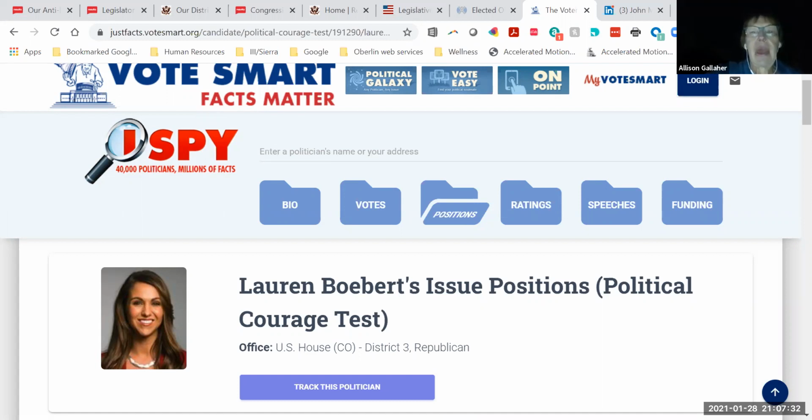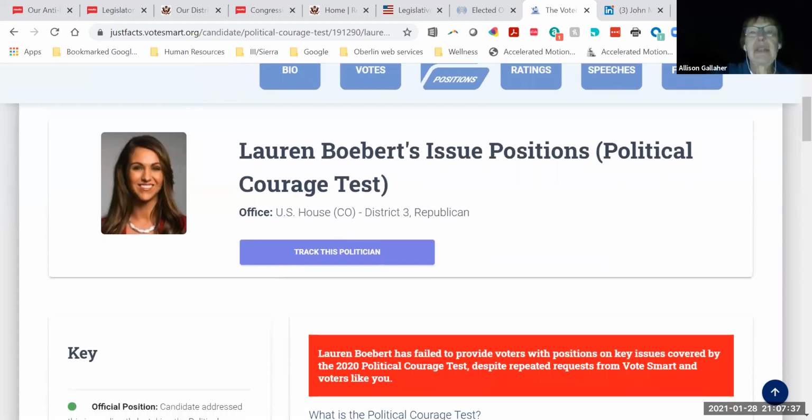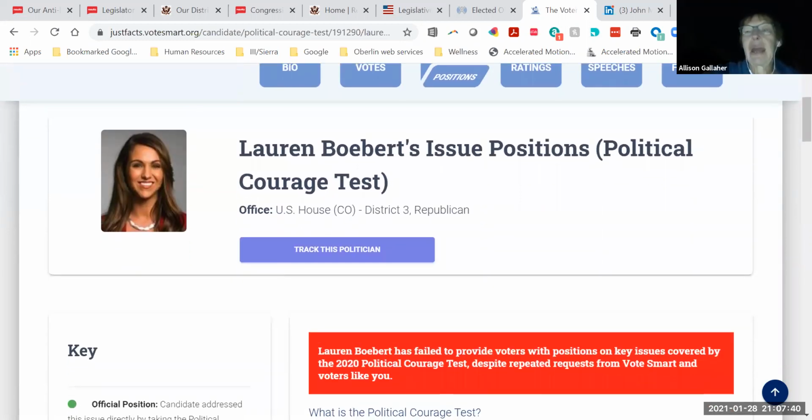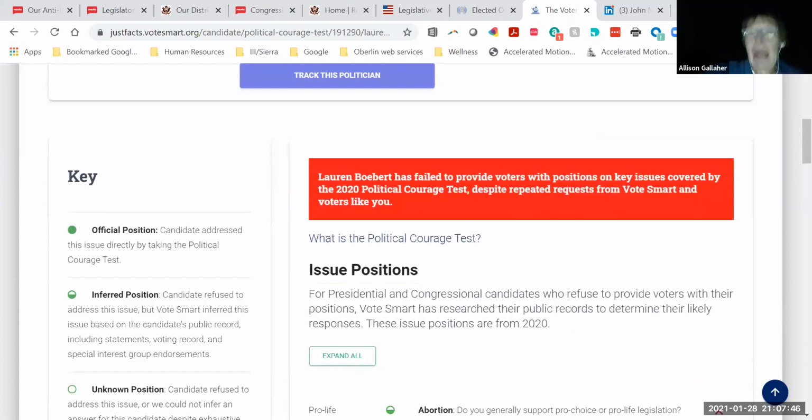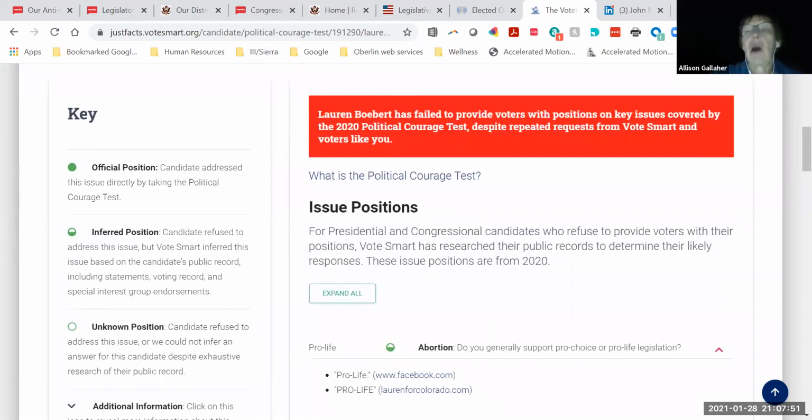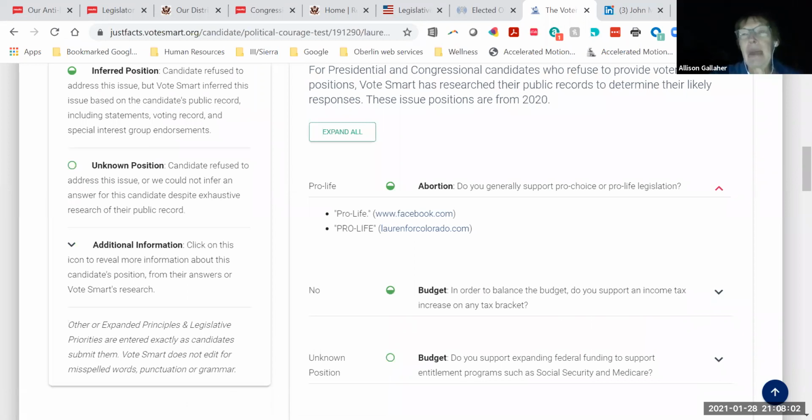I opened the folder that says positions. What VoteSmart does is they send a questionnaire to every single candidate and ask them to answer about their position on various issues. Lauren Boebert did not answer the questionnaire, so they cannot provide you with what her position is on any of these issues from her in her own voice. What they can do is scour her social media and her web pages and make inferences. So this green circle that's half filled is an inferred position.